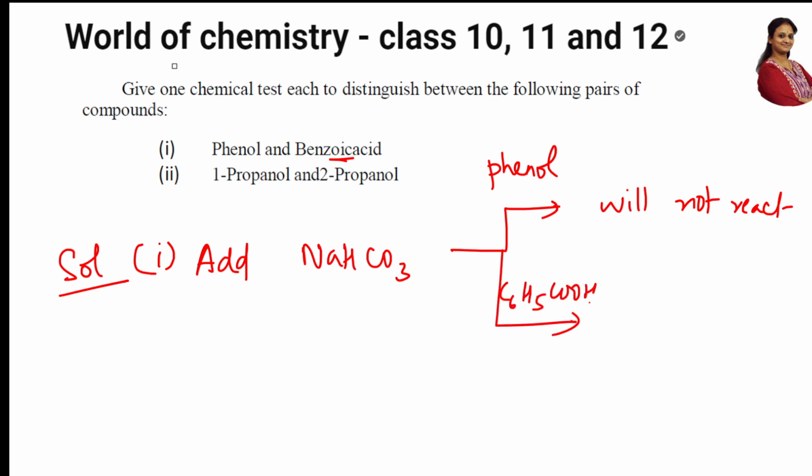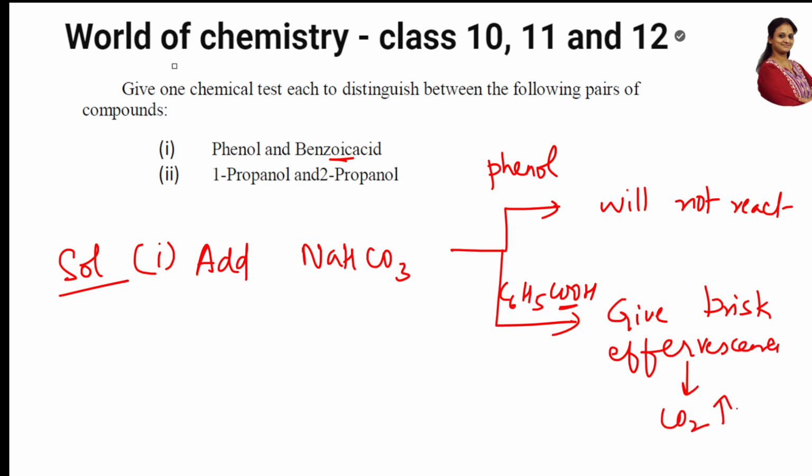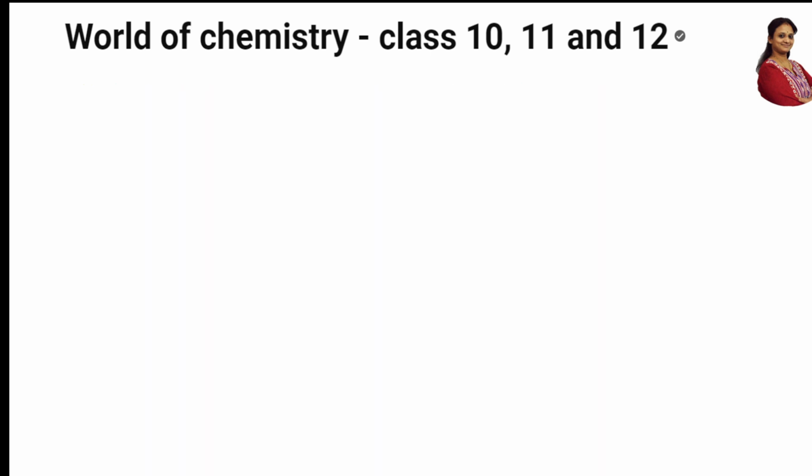C6H5COOH. Now you see here there is a COOH group. So what will it do? It will give brisk effervescence. Brisk effervescence means what? It is going to release carbon dioxide gas, or carbon dioxide bubbles. So I can easily differentiate both of them. Easy. Next question.